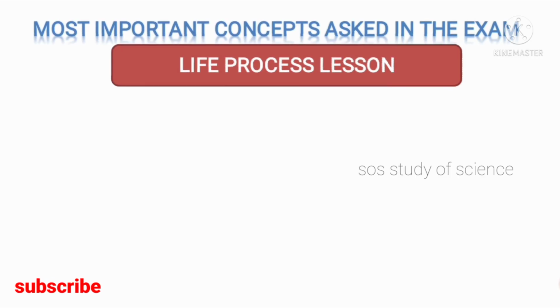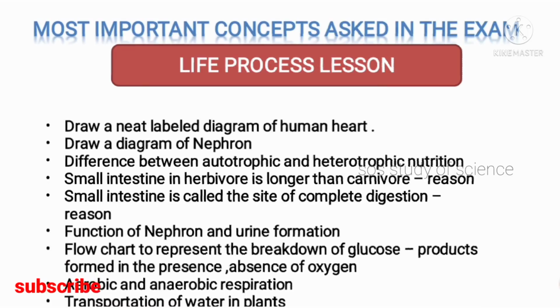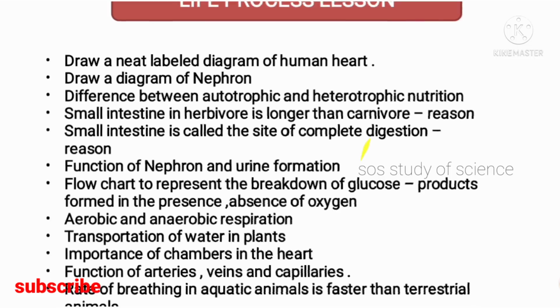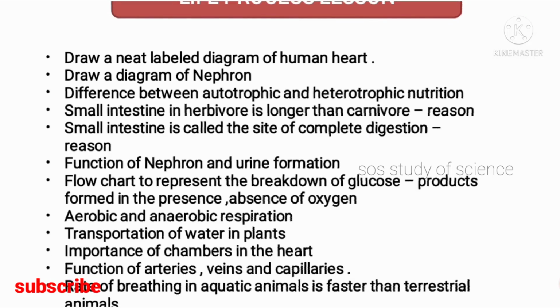When we look at biology, that is the life processes lesson, the concepts which were asked in the previous year examinations are, first and foremost, you can expect the human heart diagram for 3 to 4 marks. And then you can also expect the nephron diagram, because this year, as I have observed in the district paper or state preparatory paper, they have asked the nephron diagram, and also they have asked to label the Bowman's capsule, tubular nephron or the glomerulus.